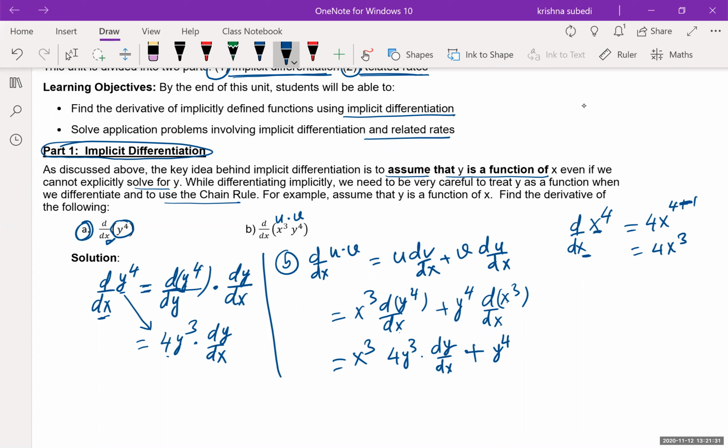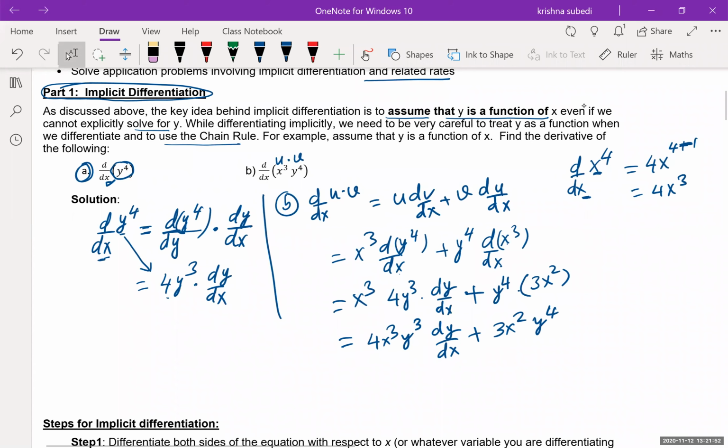So for this x and x, same variable, we can simply use the power rule, which is 3x squared. So our answer here is going to be 4x cubed y cubed dy over dx plus 3x squared y to the power 4. So this is how we find the derivative of an implicit function.